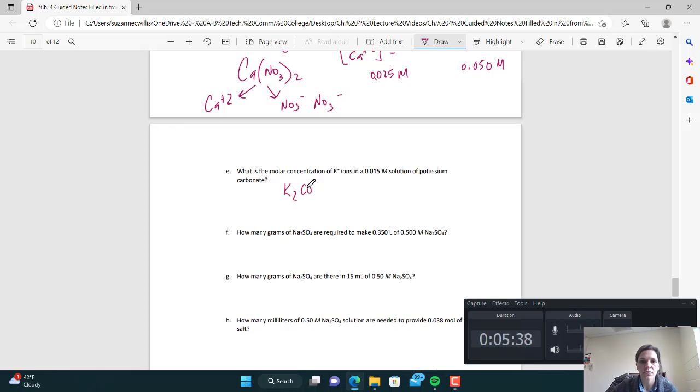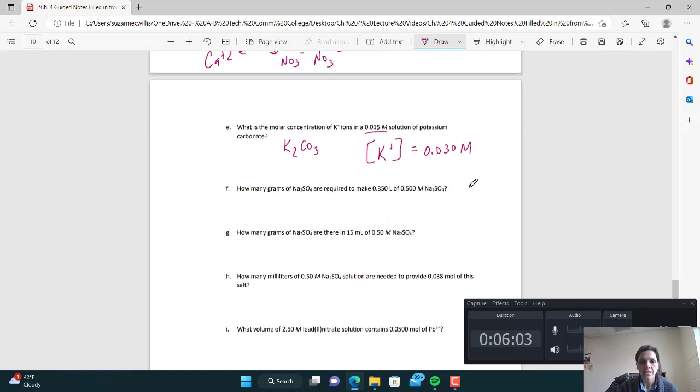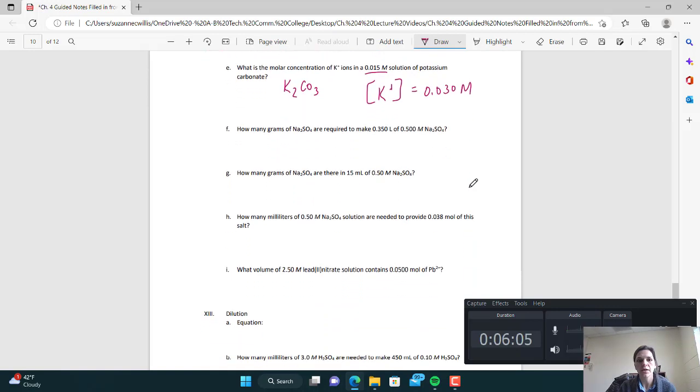So we have K2CO3 would be our solute, our potassium carbonate. Well, we're focusing on K plus. Do you see how you're going to get 2 potassium ions for every 1 compound? So if this is the molarity of the compound, then the molarity of K plus is going to be double that. So 0.030 molar. Okay? Let's look at a couple of different things you might run into here.